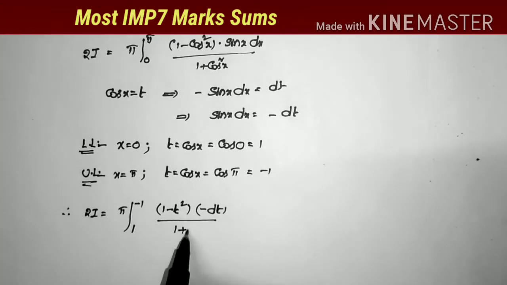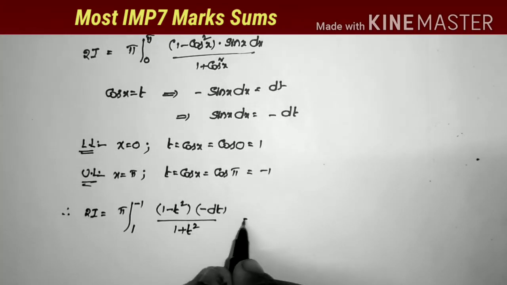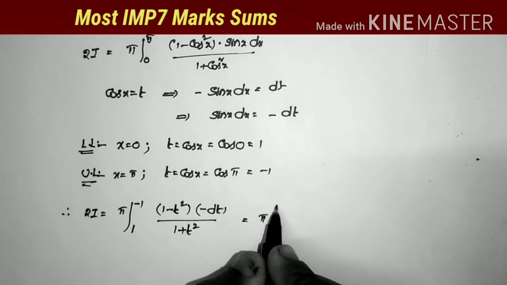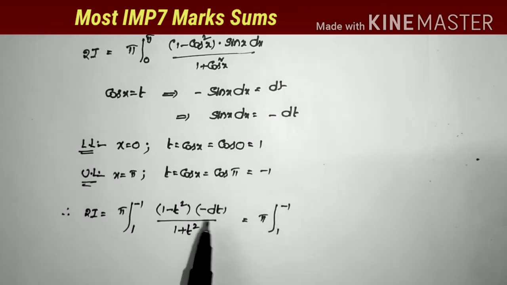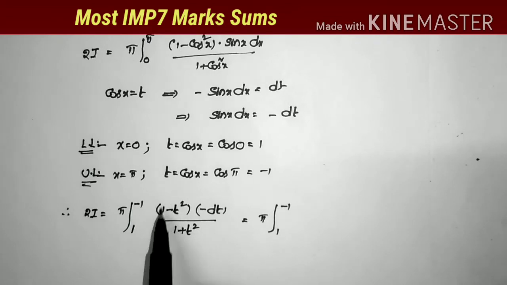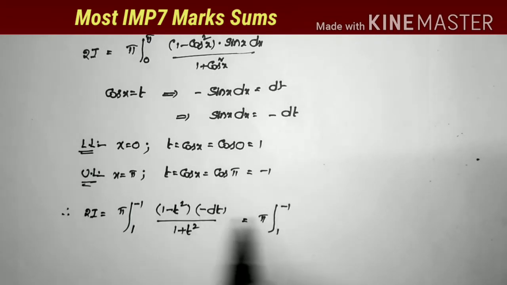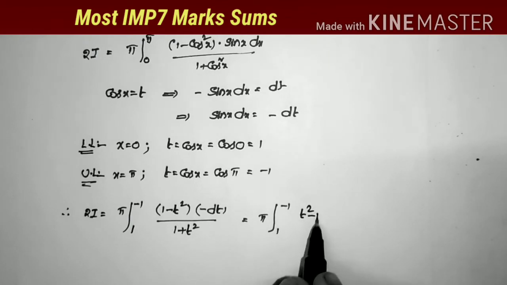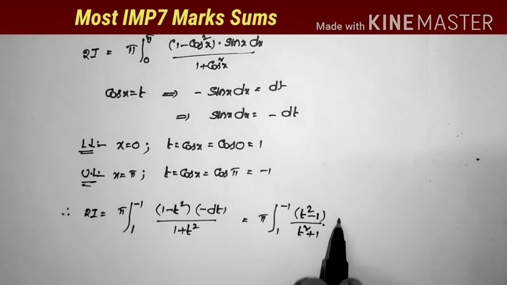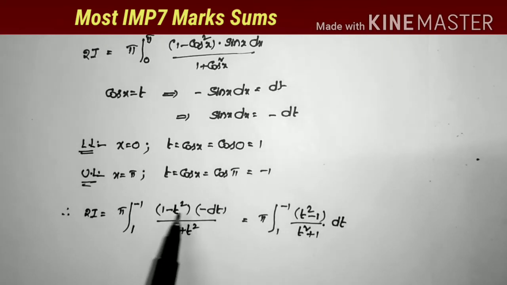What is cos square x? t square. And this is equal to pi into integral 1 to minus 1. Just multiply these two values with this minus sign. That is, these two terms become t square minus 1, t square minus 1 by t square plus 1 into dt. Just simply we multiply these two values by this minus sign. Then we get t square minus 1 by t square plus 1.